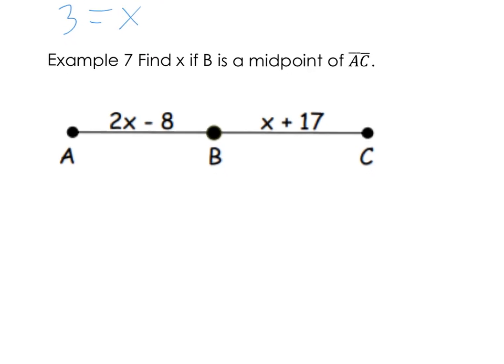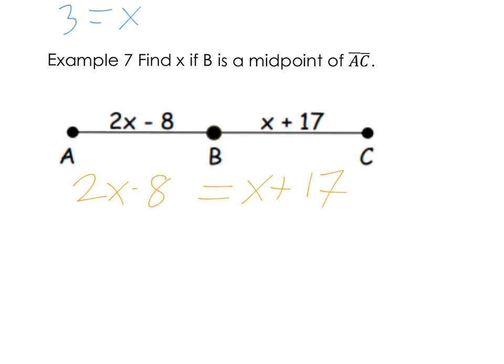Example 7. Find x if B is the midpoint of AC. So if point B here is the middle of AC, that means that AB is the same length as BC, which means then we can set up an equation of the two segments. Because if B is the midpoint, then AB and BC must be the same, which means that 2x minus 8 must be equal to x plus 17.